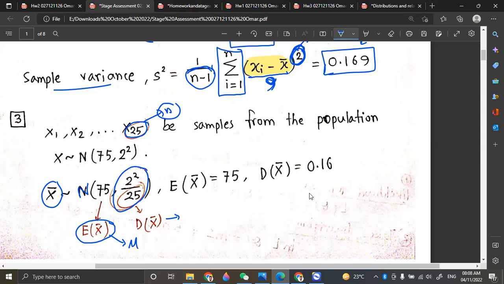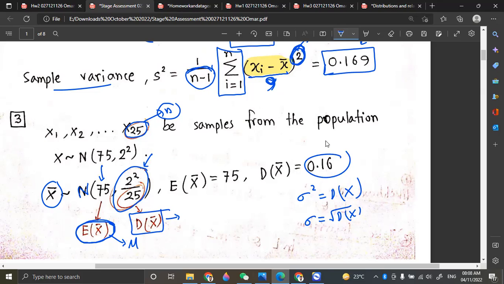So sigma and DX are a similar idea, okay? You know that sigma square equals DX, so sigma equals root over DX, right? So sigma and DX are a similar idea, and mu and EX are also a similar idea. So here we get the expectation of x mean, which is given as 75. D is for variance. So the variance of x mean is 2 squared by 25, okay? Now we just calculate it here. 2 squared by 25 is 4 by 25, yeah, 0.16. So this is the answer.